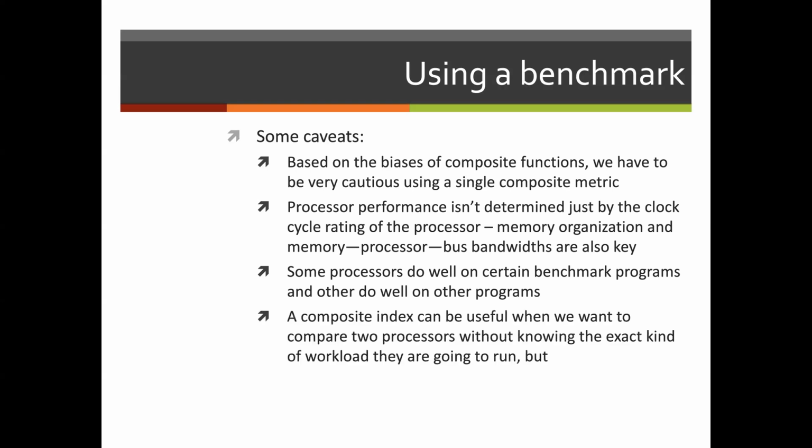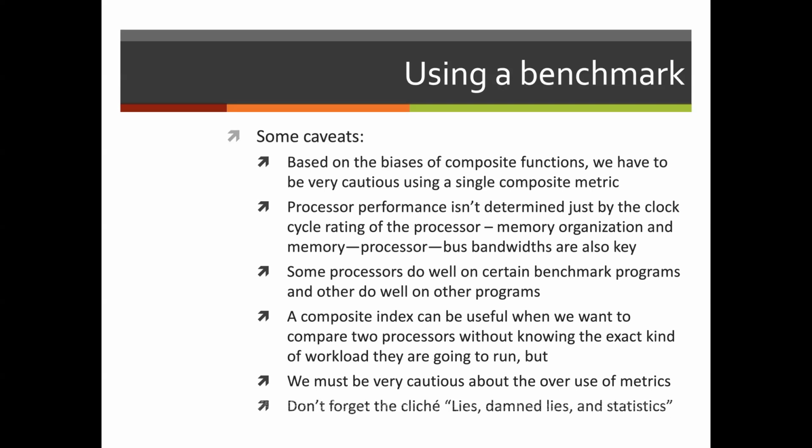You want to keep in mind that a composite index can be useful when we want to compare two processors without knowing the exact kind of workload they're going to run. But we need to also be cautious about the overuse of metrics. And of course, the old cliche, lies, damn lies, and statistics.